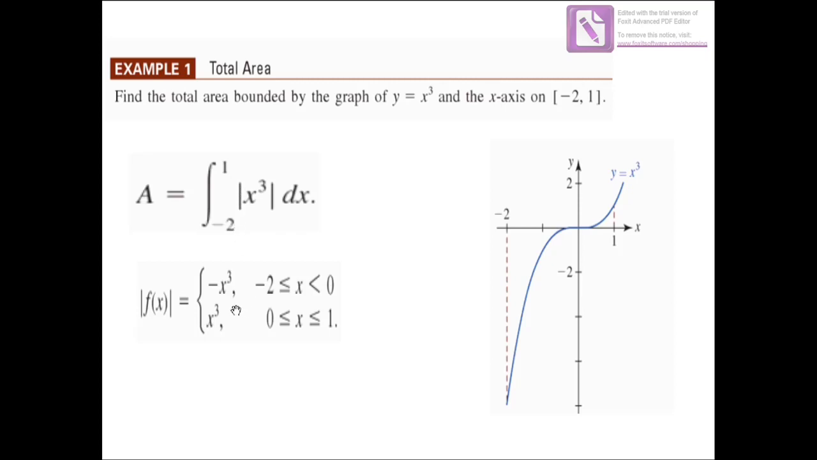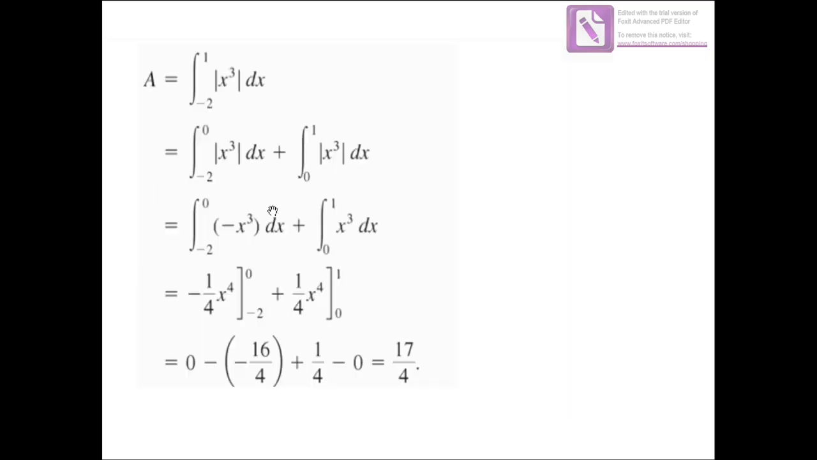We see here that x cubed is negative in the interval minus 2 to 0, so the absolute value of f(x) is equal to minus x cubed when x is between minus 2 and 0. And f(x) is equal to x cubed, which is positive, in the interval from 0 to 1. So now we redefine this absolute value of x cubed, and we get the integral is equal to... we substitute into the integral.